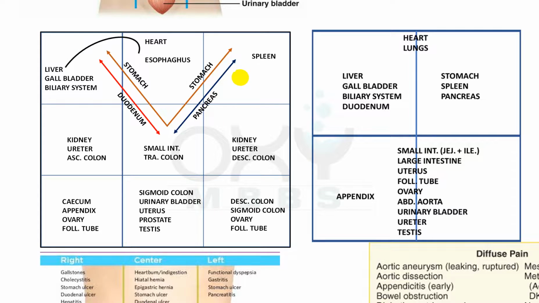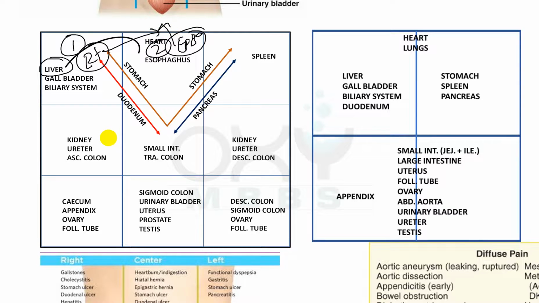Similarly, the pancreas is present in this region and this region also. So if there is any pathology in the pancreas, then you will find pain in this region and in this region also. The duodenum also spans 3 regions, so you will find pain in these regions. And if there is any pathology related to the liver, then you will find pain only in the right hypochondrium and the epigastrium region, only in these 2 regions.